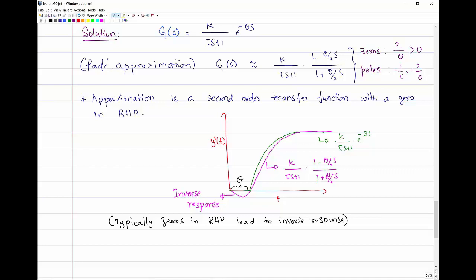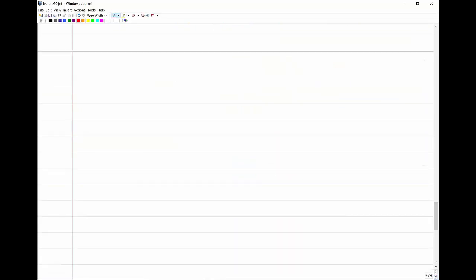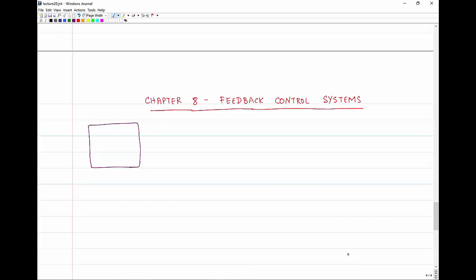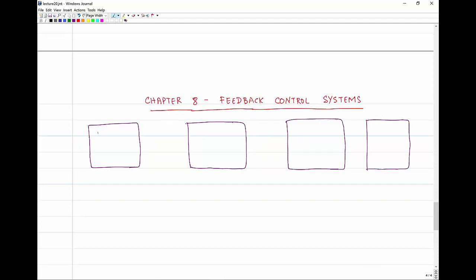So that's the end of chapter 6. We've tried to extend our understanding of first and second order systems to higher order systems in chapter 6. Now we're going to move on to the more exciting stuff on designing controllers, on feedback control systems. So this is an appropriate time for us to take a step back and look back at the path we had taken to arrive at this point in the course.